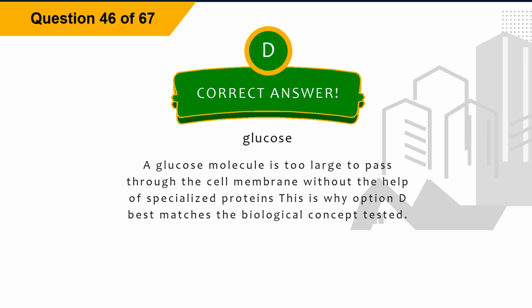Explanation: a glucose molecule is too large to pass through the cell membrane without the help of specialized proteins. This is why option D best matches the biological concept tested.